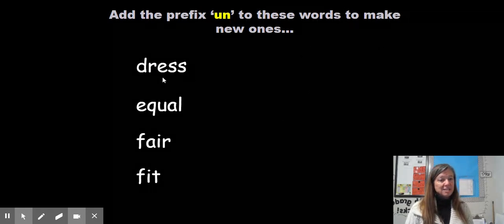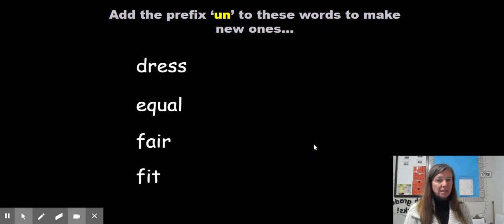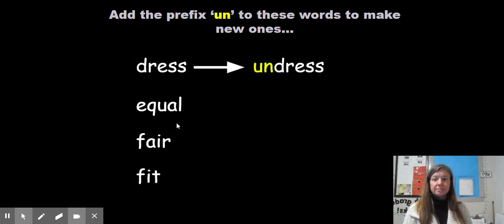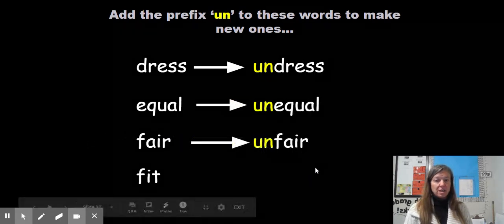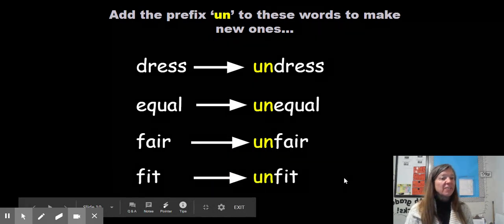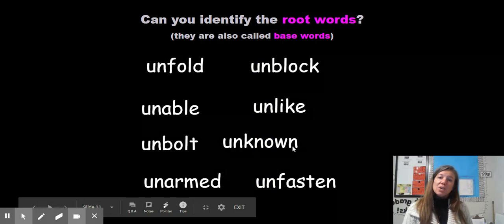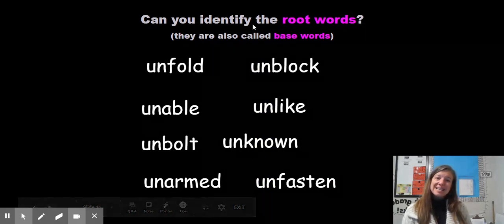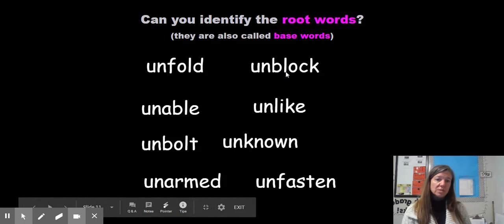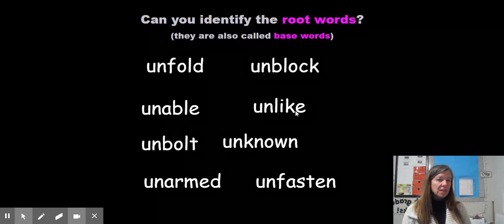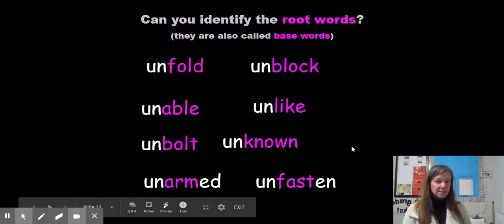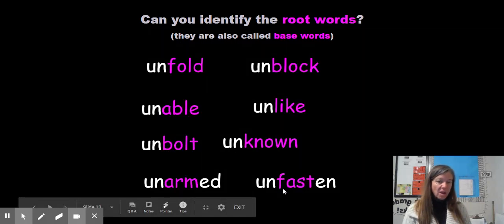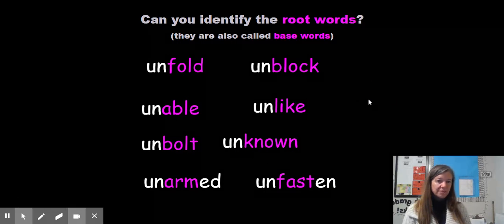All right. So let's add the prefix un to the word to make a new one. So we have dress, but remember prefix is at the beginning. So undress. Equal becomes unequal. Fair becomes unfair. And fit becomes unfit. So looking at the base word, can we identify the root word? We have fold, block, able, like, bolt, known, armed, and fasten. So there they are with all the prefix of un.